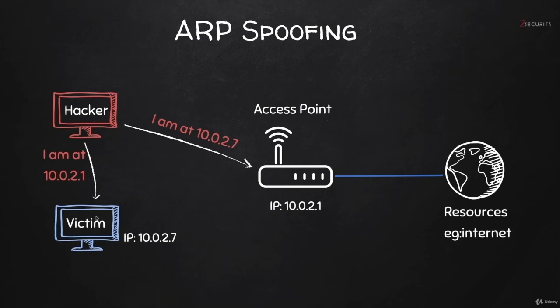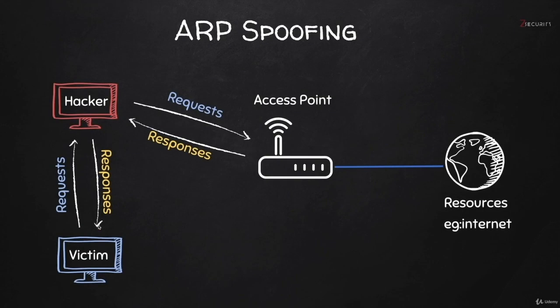We'll do the same with the victim. So we'll send it an ARP response. We're going to tell it that I am at 10.0.2.1. So it's going to update its ARP table and associate the IP of 10.0.2.1 with my own MAC address. So the result of this, the victim is going to think that I am the router, and the router is going to think that I am the victim.